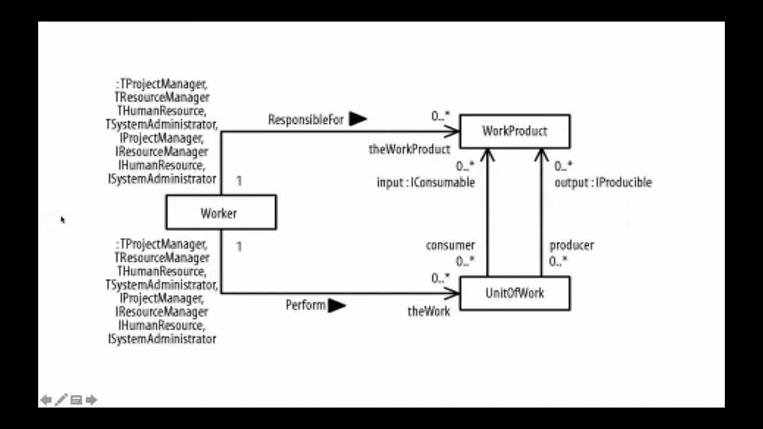Here in the figure you also see T project manager, T resource manager, T human resource, T system administrator. These are four types of class, and now the interface of these is mentioned below. First, I project manager, I resource manager, I human resource, and I system administrator. Because here there are only four things, but interface is a different label. Project manager's interface, resource manager interface, human resource interface, and system administrator interface.